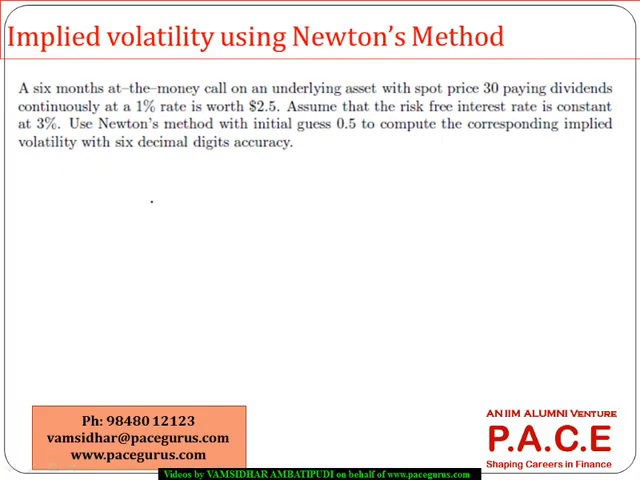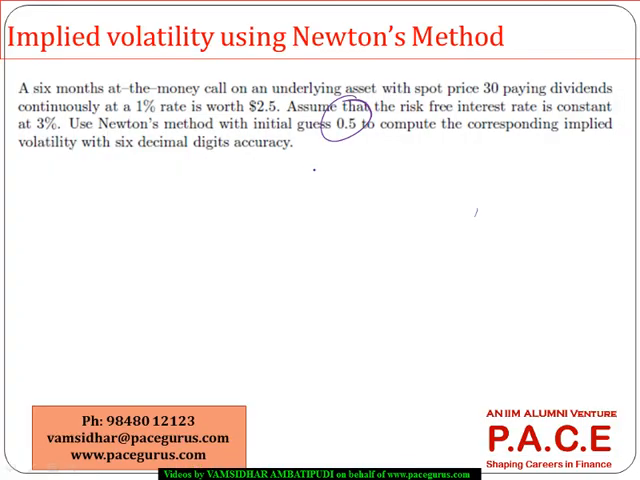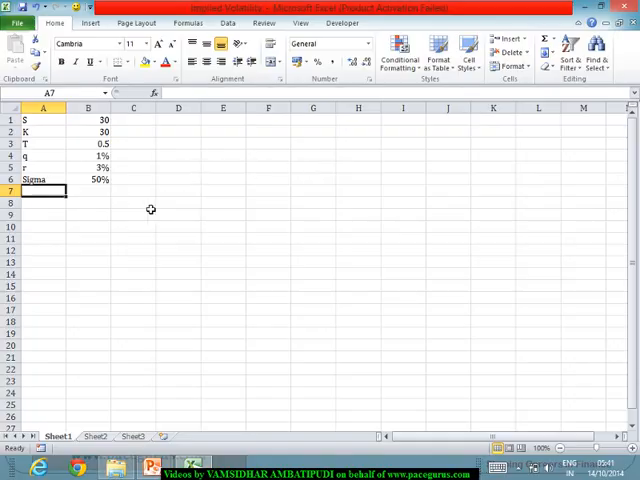Use Newton's method with initial guess 0.5. So for sigma, it is saying initially you take 50%, or 0.5, and try to find the updated sigma. Okay, so I know my D1 from here.